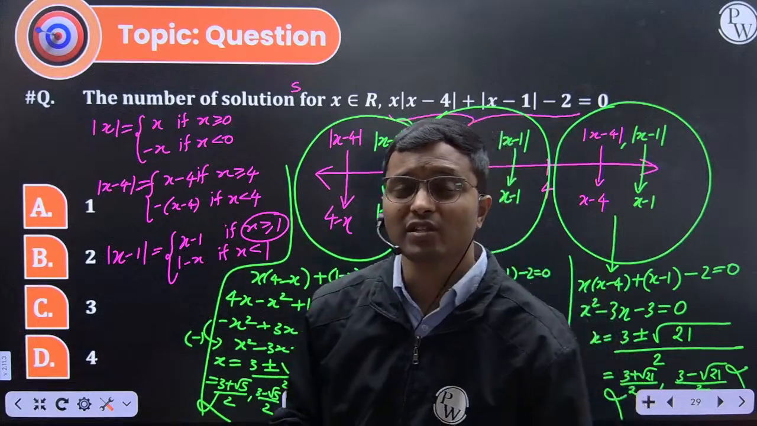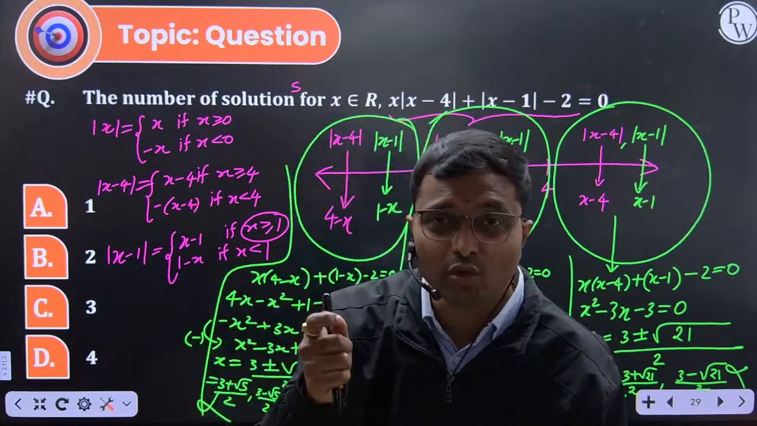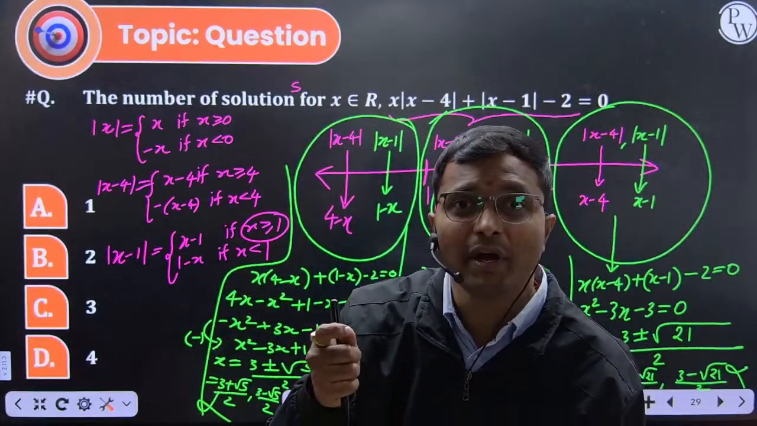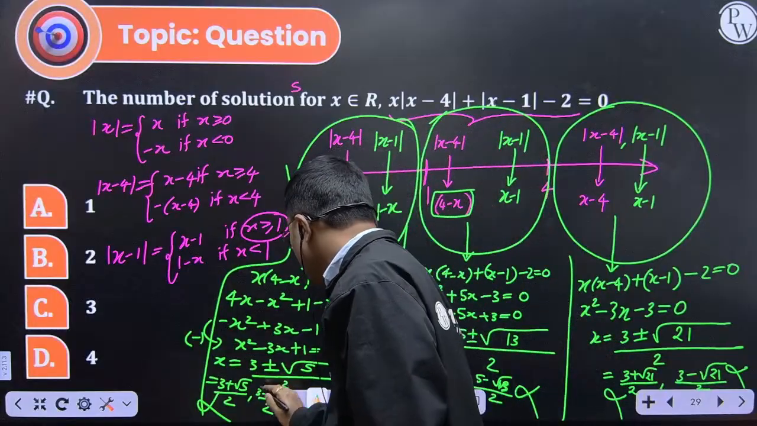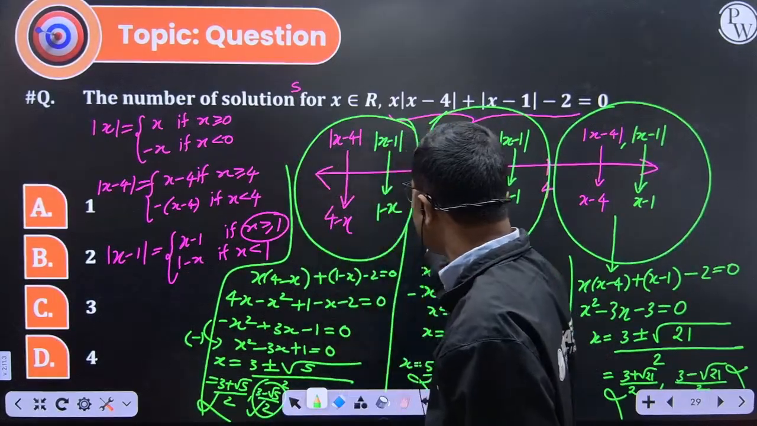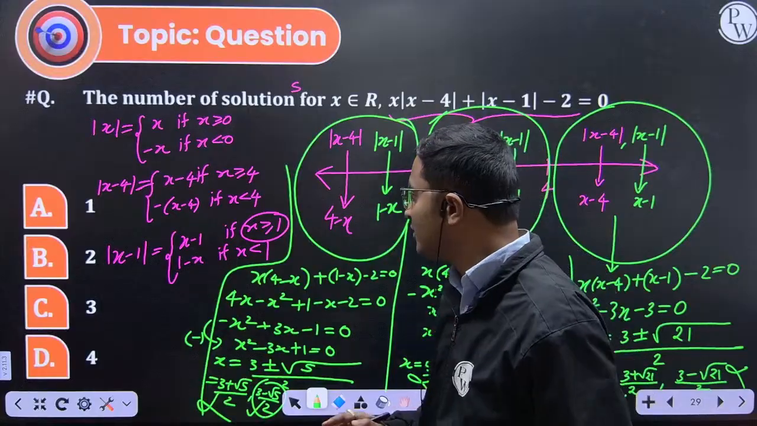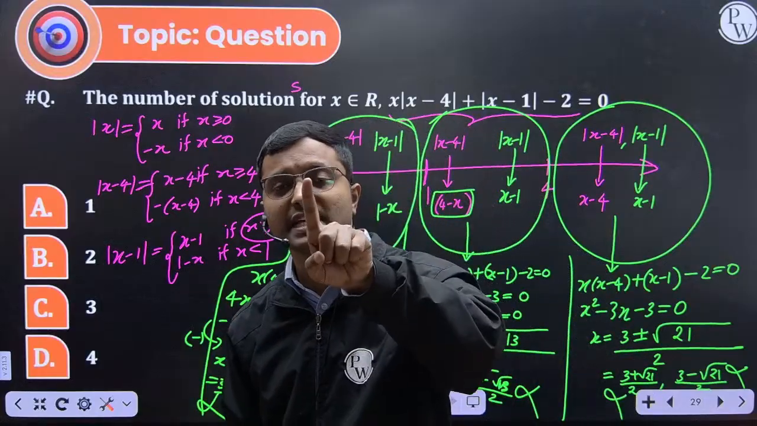Come to 3 minus root 5 by 2. 3 minus 2.2, 0.8 by 2, 0.4. Yes, 0.4 is less than 1. So we get finally the number of solutions as 1.